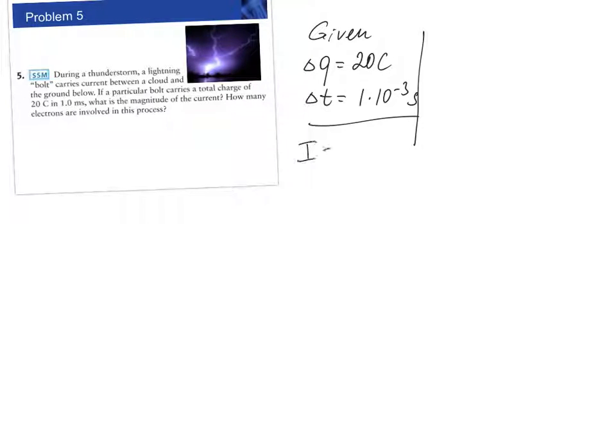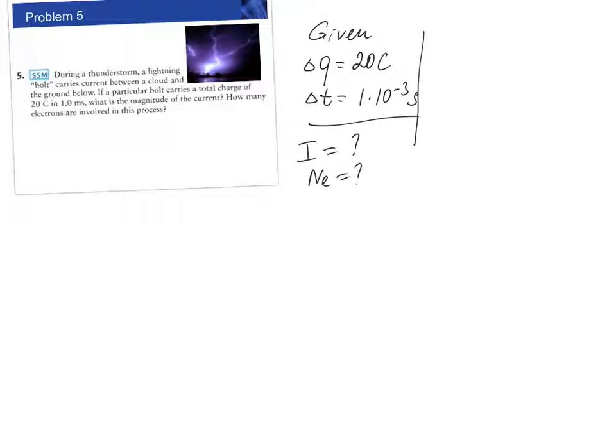Okay, let's write down what's given again and look at the problem. Given: total charge delta Q is equal to 20 coulombs. Delta T is now 1 × 10⁻³ seconds. Let's convert milliseconds to seconds right away. We are looking for the magnitude of the current and how many electrons are involved in the process.